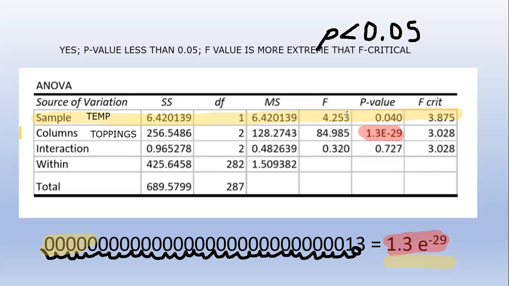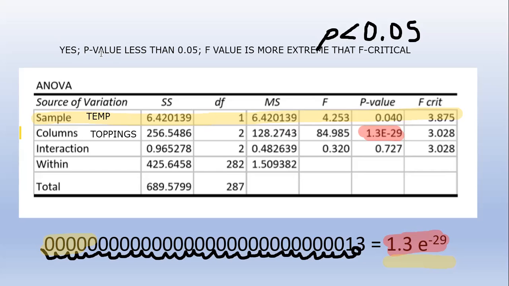Now, when we calculated the F value from this study, we got a value of 4.253. This 4.253 is more extreme than the critical value. So we definitely have a significant effect. Both of these things all say the same thing. We went back from Jasmine just saying, yep, I think it is.